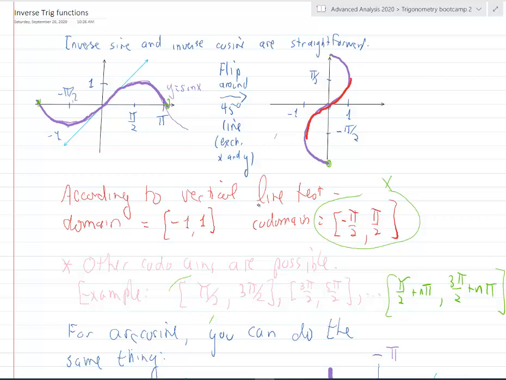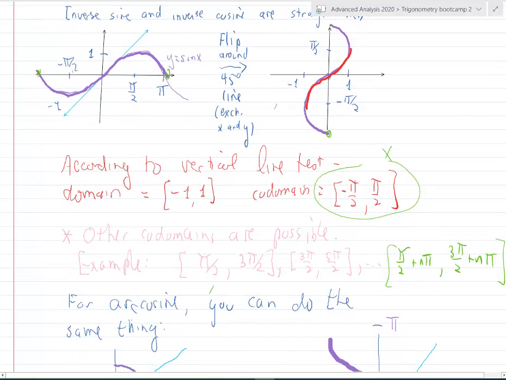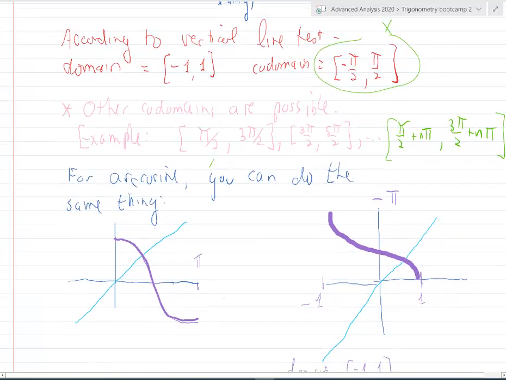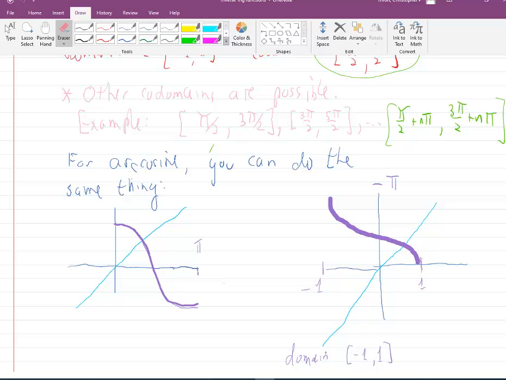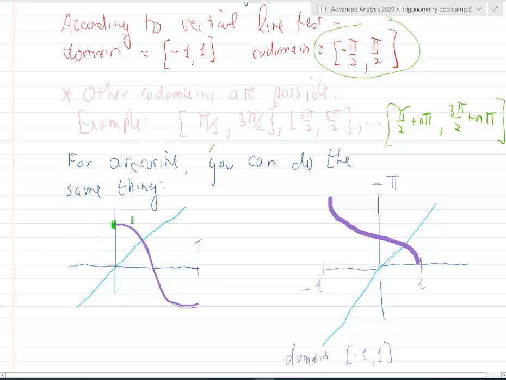Now, we also have a similar situation with the arc cosine. We do the same thing. We also flip the cosine around the 45-degree line, and you can see that you get the result. This point up here flips down to this point, and this point over here flips up to the point up here. This root here, which is at pi over 2, flips up to pi over 2 here.